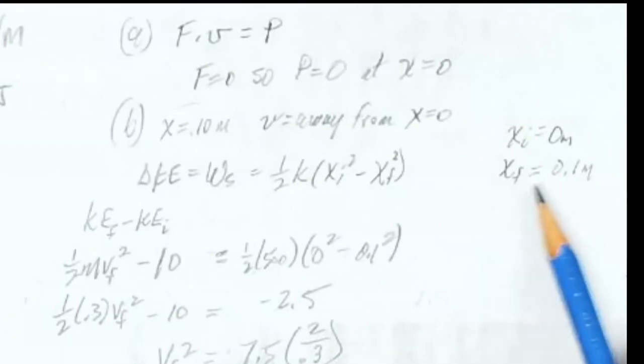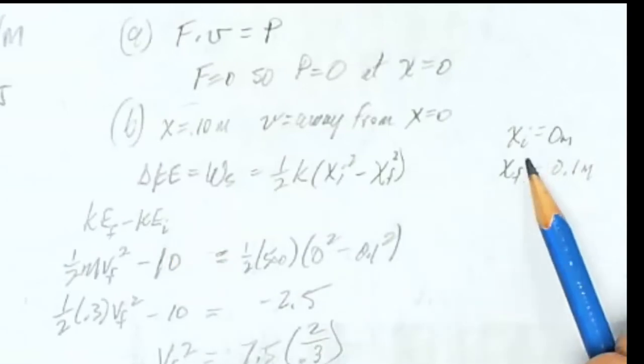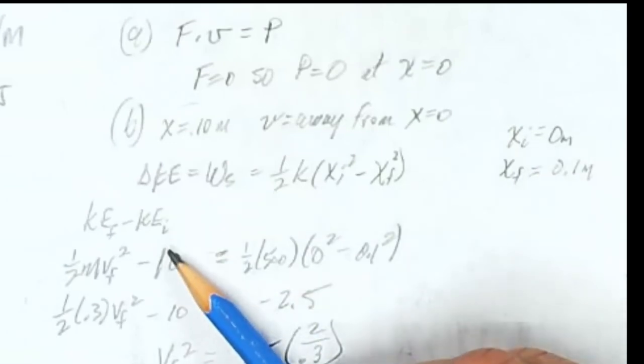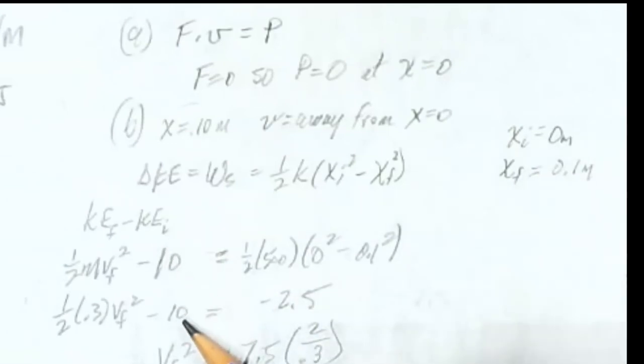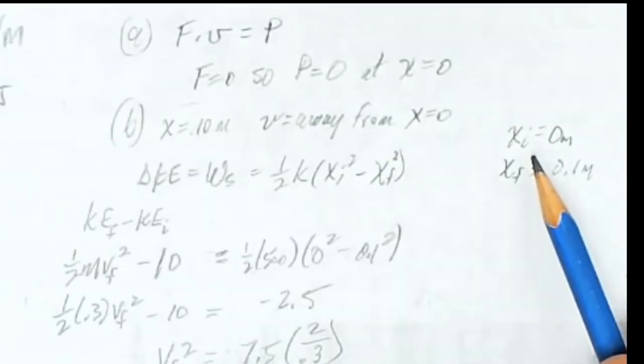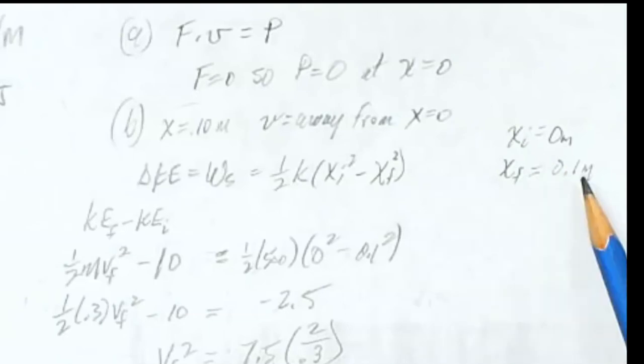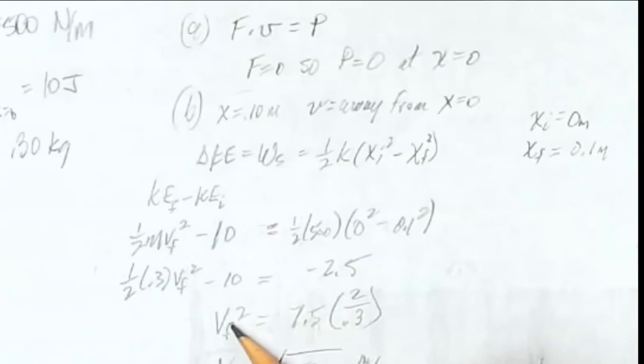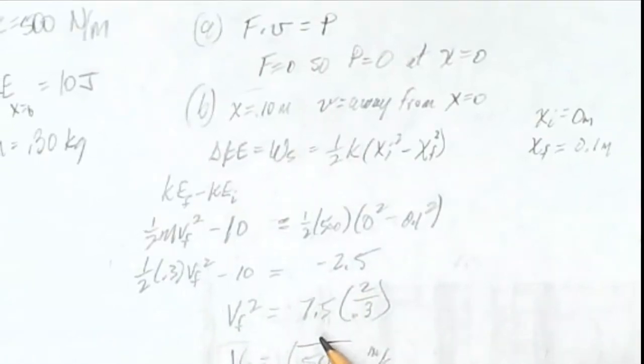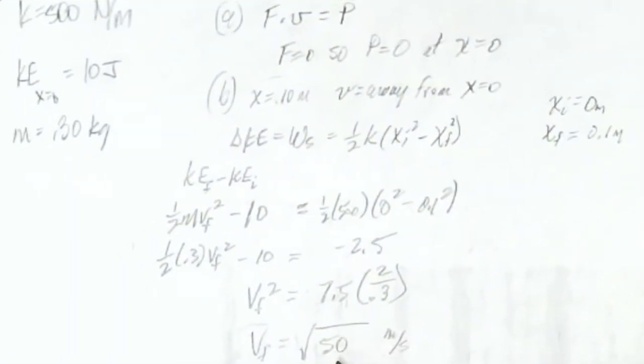Okay, so my final kinetic energy is 1/2 m v final squared, and v final is that velocity at 10 centimeters. So that's what I'm trying to find right here. They told me at the initial point the kinetic energy of the ladle was 10 joules, so there's my 10. And then my initial position is 0. My final position is 10 centimeters. And now I can solve this equation for v final. You can follow the math along right here, and I get the square root of 50 meters per second.